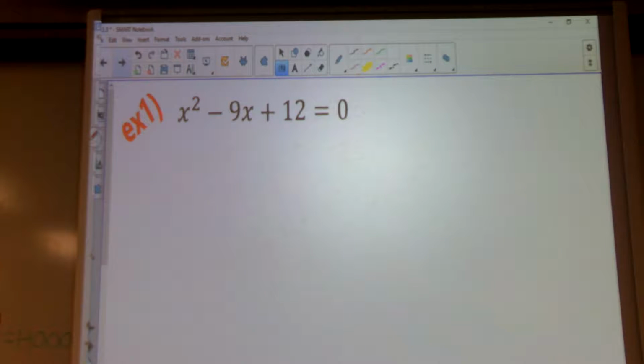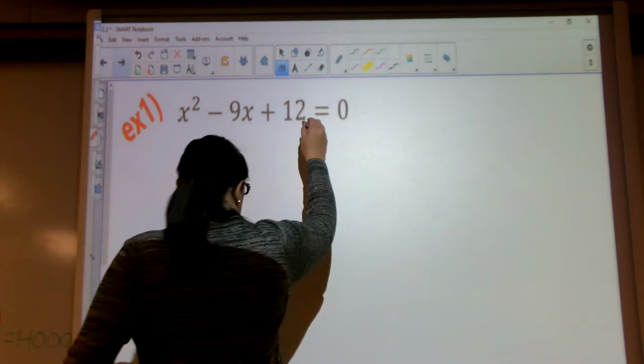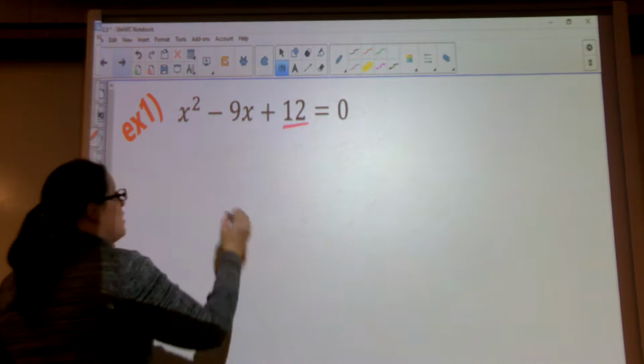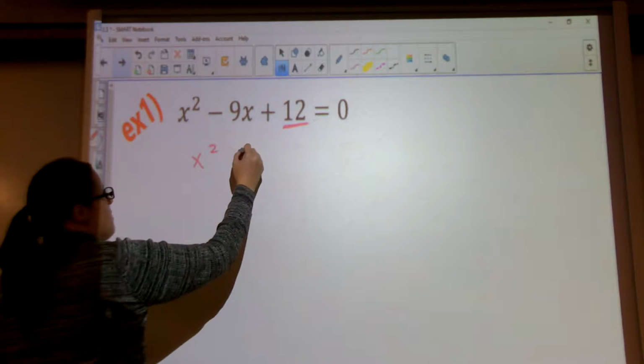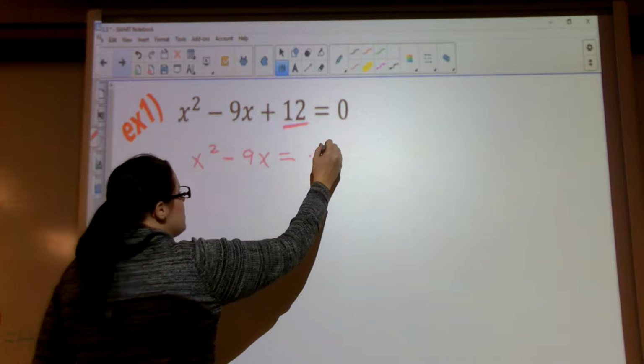So let's start. In this case, my A is 1, so I don't need to divide everything by 1 because I get the same thing. I don't need to do that step. I do need to take the constant over, so this constant term needs to be on the other side. So I get x squared minus 9x equals negative 12.